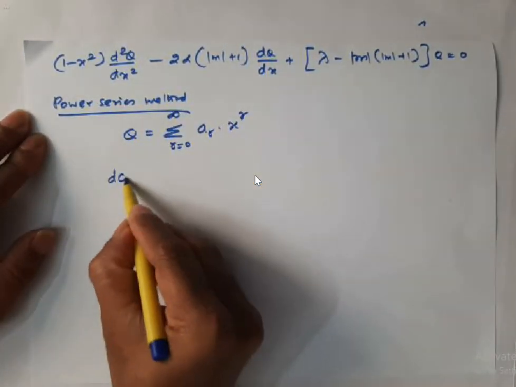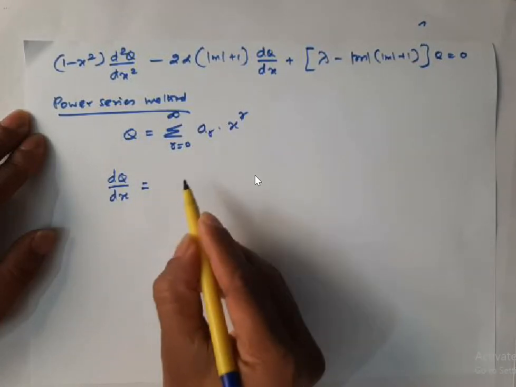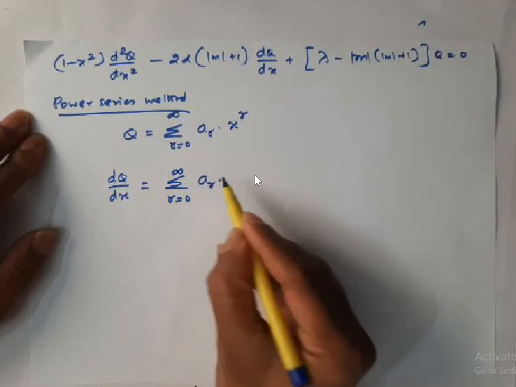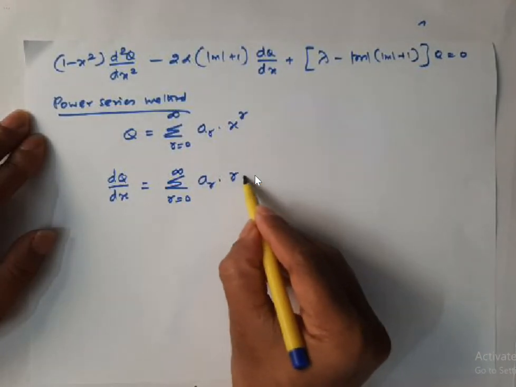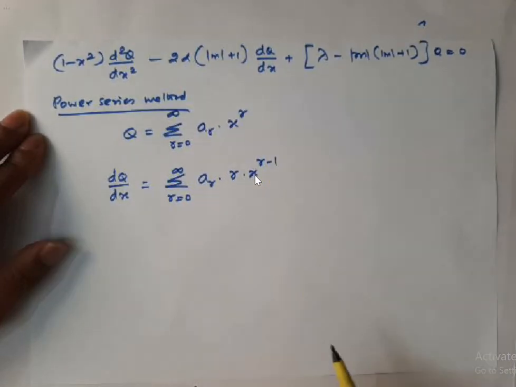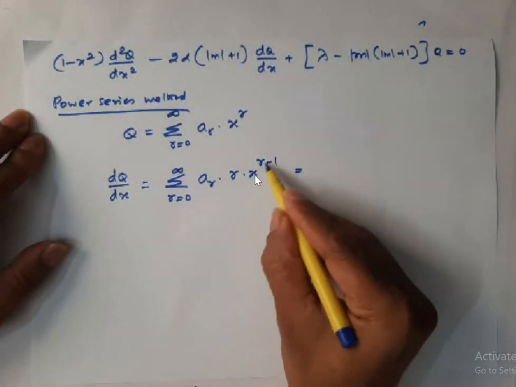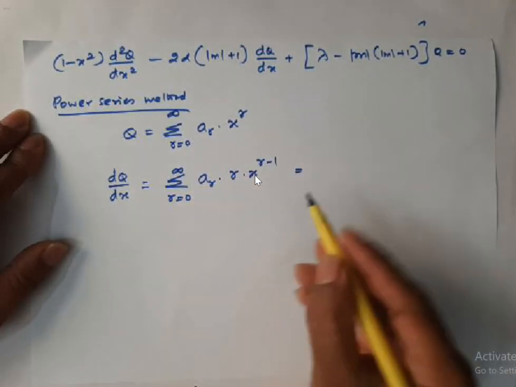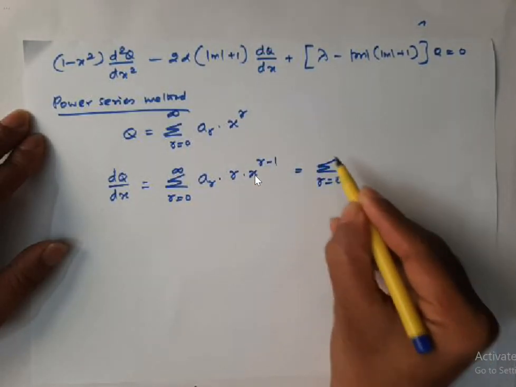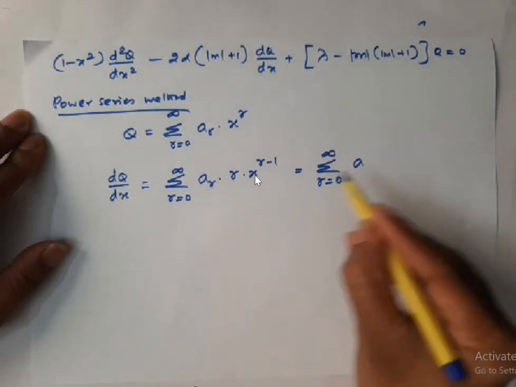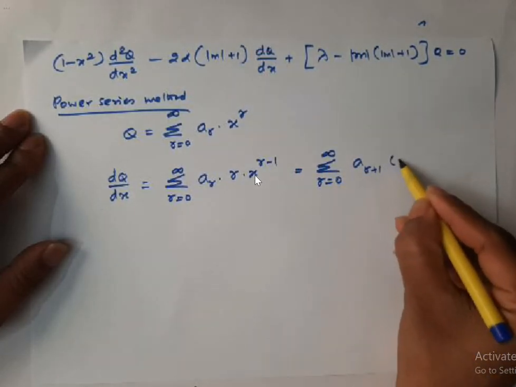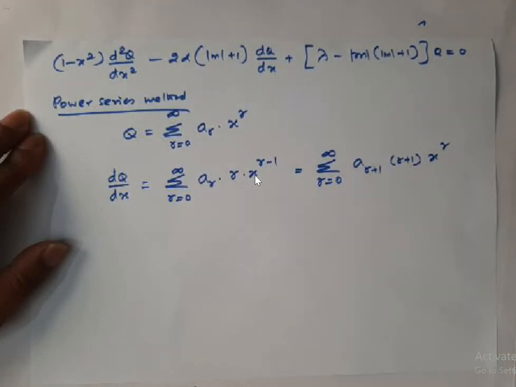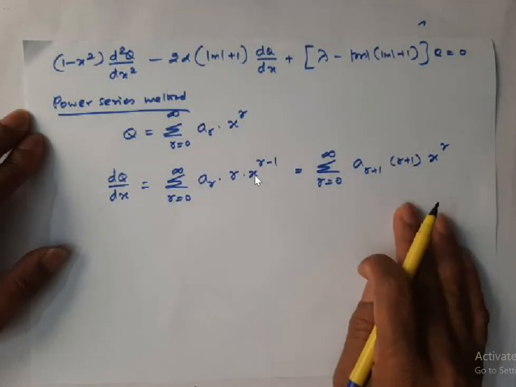Now I'll differentiate this once. So dq by dx equal to summation r equal to 0 to infinity. I'll keep this a r as such. X power r, if I differentiate, I'll get r into x power r minus 1. To get x power r, wherever r is there you put r plus 1. So this equation can also be written as a r plus 1 into r plus 1 into x power r plus 1 minus 1, which becomes x power r. We can write like this also.